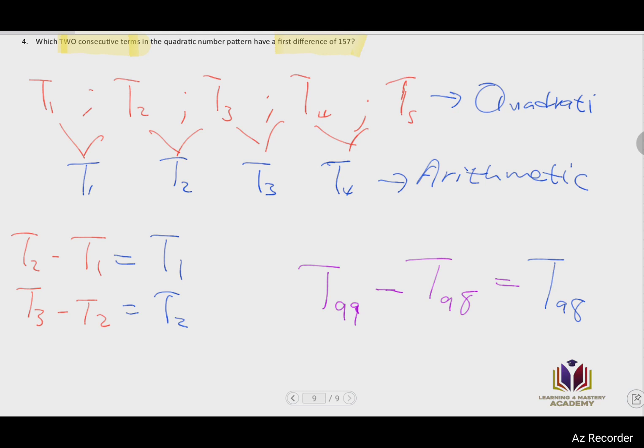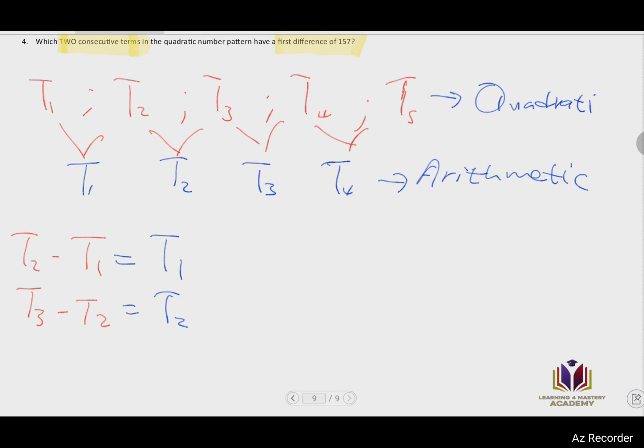So if I'm subtracting T99 and T98 of the quadratic, or the 99th term and the 98th term of the quadratic number pattern, I'm going to get the 98th term of the first difference. I hope that makes sense. It's very important for you to understand this. In this case, they have not said which two consecutive terms, meaning we don't know what those terms are. We don't know the positions. However, they gave us the value of the first difference, the value of the difference between them.